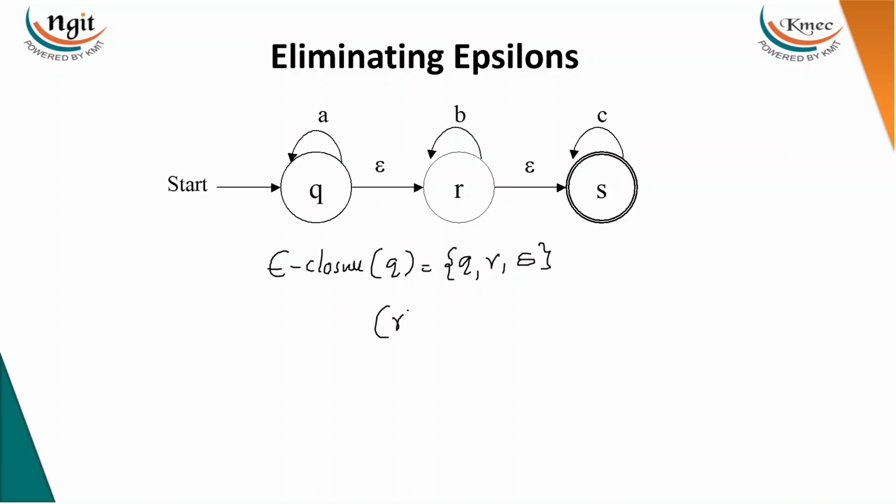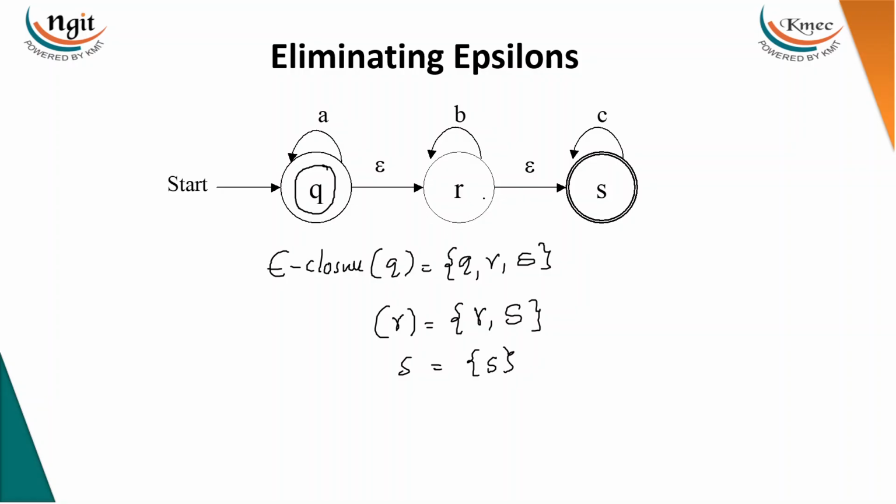Same way, what is the epsilon closure of R? I cannot go to Q with the epsilon. I can go to R and S with 1 epsilon. From S, I can go to S. That's it. So as I told you, no change in the states, but there is a change in the final states. So from Q, if I can reach the final state, I can make this a final state in the NFA without epsilon.